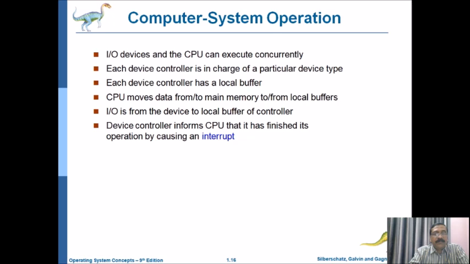In a computer system, the I/O devices and the CPU can execute concurrently. Each device controller is in charge of a particular device type. Each device controller has a local buffer. This is the elaboration of that figure. The CPU moves data from and to main memory to and from local buffers. I/O is from the device to the local buffer of the controller. The device controller informs the CPU that it has finished its operation by causing an interrupt.